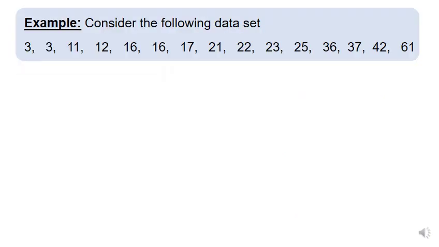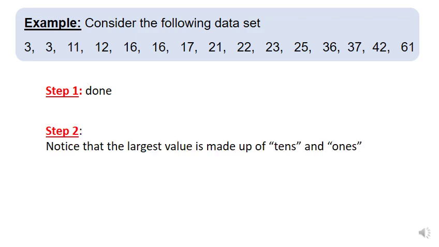So let's consider this data set here. I'm not sure how many values there are, but it goes from the value 3 up to 61. So our step 1, putting it in ascending order. That's been done. Next step, we need to find our minimum and maximum value and work out based on that our stem and our leaf unit.